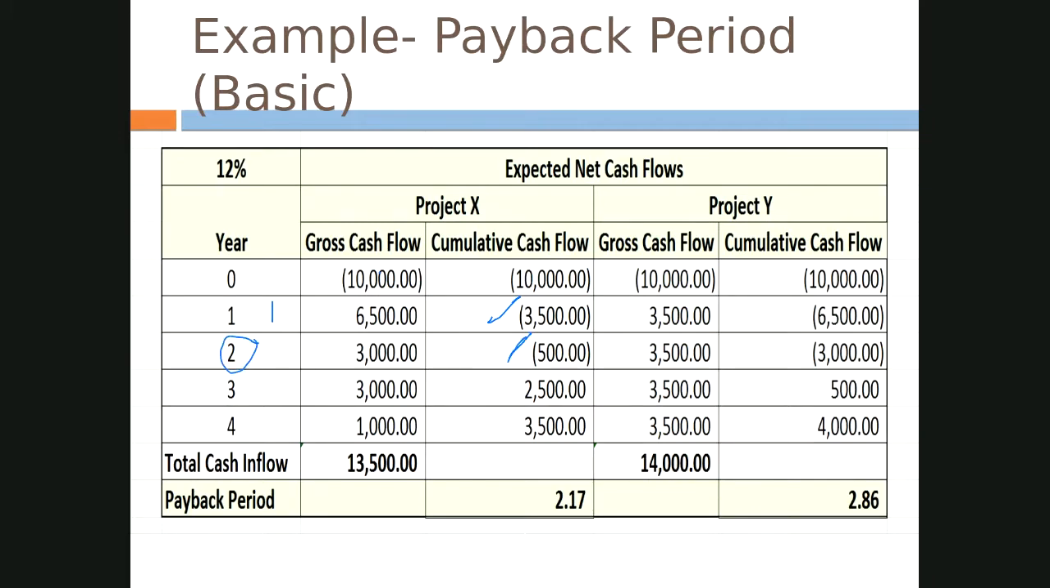Ngayon, if you notice, yung third year ko, ang cash flow ko is 3,000. Pero ang kailangan ko na lang i-recover is 500, kasi nag-positive na. Therefore, yung 500 i-divide ko sa 3,000, lalabas 500 divided by 3,000. That is 0.16667, so that is 0.17. Kaya 2 years kasi 1 year and another year. Kaya ang lalabas, ang payback period ko is 2.17 years. Nakuha ba 'yon? Yung basic payback.